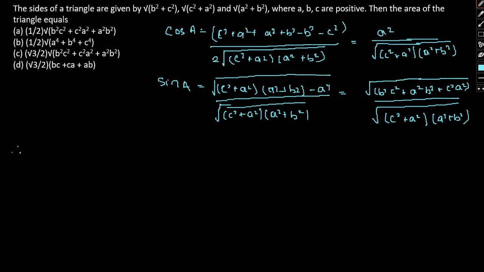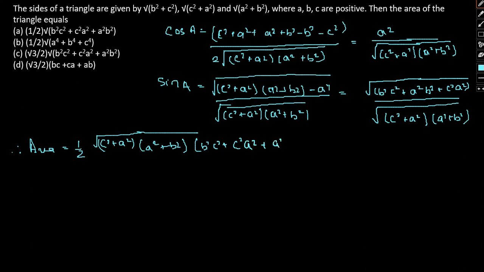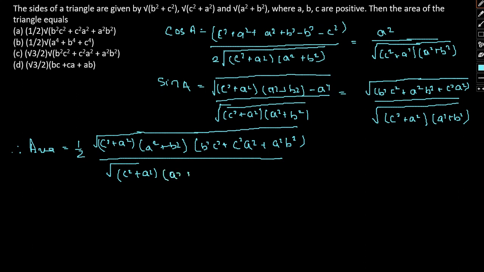Okay, so therefore if you talk about the area, it would be given by half times root under (b square plus c square) times (c square plus a square), times root under b square c square plus c square a square plus a square b square, this entire thing under the root, divided by again root under c square plus a square plus b square.